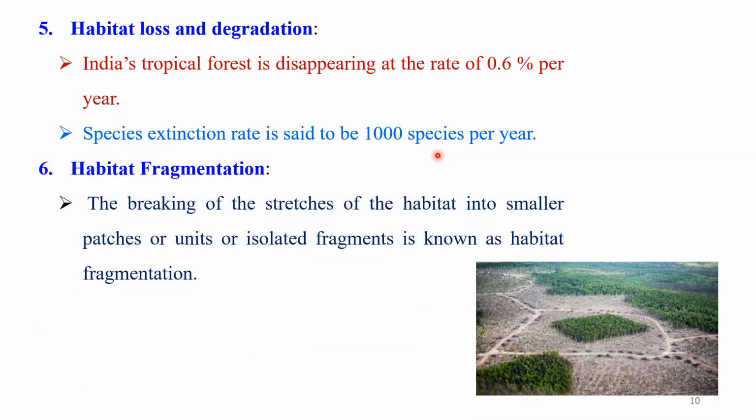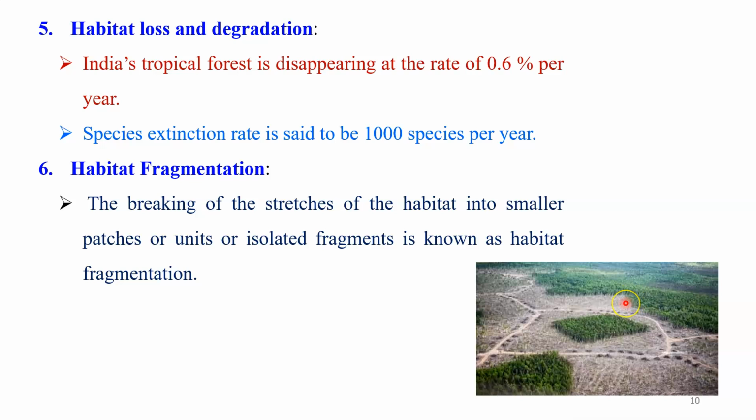Dear students, next is very important: habitat fragmentation. Do you know what habitat fragmentation is? The breaking of stretches of habitat into smaller pieces or isolated fragments is known as habitat fragmentation. See in this picture, you can clearly see we have a small patch of forest here, here also, and here also. Actually this whole area was under forest, but due to human interference and activity, this area was cleared, and now only a few patches remain.